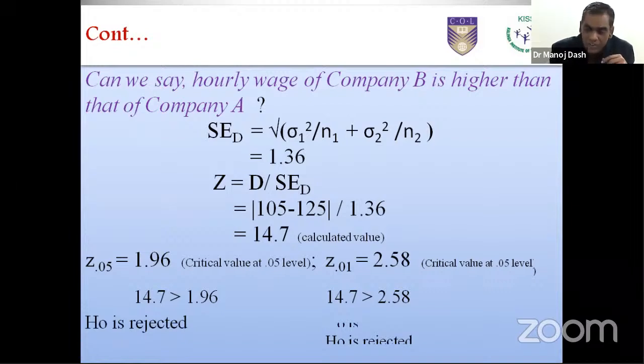So what is the null hypothesis? There is no significant difference between the hourly wage of company A and B. The thing you were saying was missing, that is what I have been saying now. The null hypothesis states that there is no significant difference between the hourly wages of company A and company B. And the alternate hypothesis states that there is a difference, that the hourly wage of company A is not equal to the hourly wage of company B. But so far as this calculation is concerned, we can say that the null hypothesis is rejected in the first case as well as the second case.